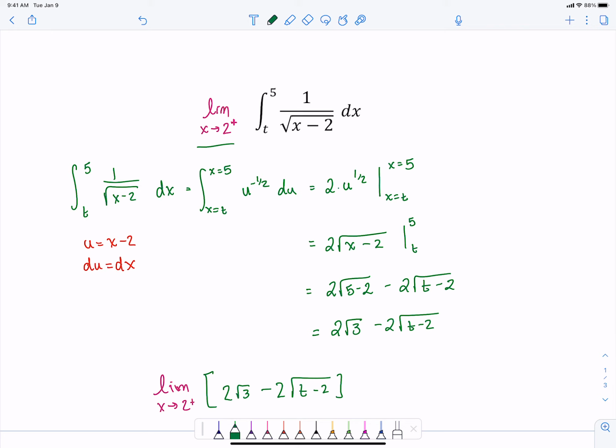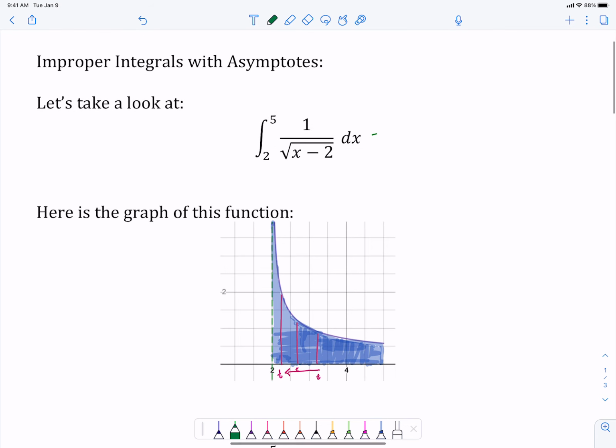We can plug in 2 for t. And sorry, on both of these limits, this should be a t. T is going to 2, not x. There we go. So we get 2 square root of 3 minus 2 times the square root of 2 minus 2, so many 2s. But we end up with 2 square root of 3 minus 0, and we end up with 2 square root of 3. So that's what our integral is equal to. So back up here, the area under that curve is 2 square root of 3.